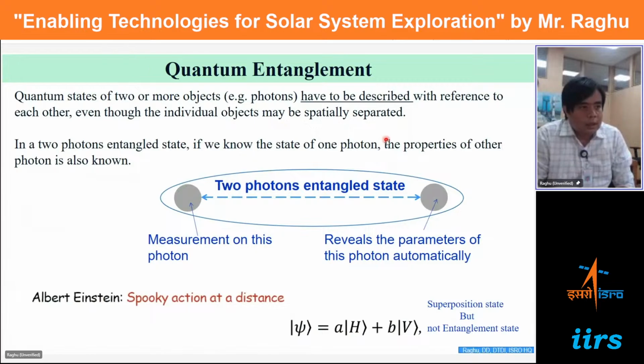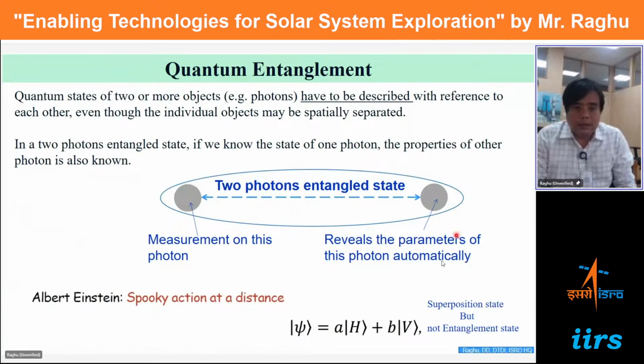So when two photons or two objects are entangled, it means that they cannot be dealt with separately. They have to be dealt with together. So if I know the state of one, automatically the other state is known. Therefore, Einstein called this spooky action at a distance, because irrespective of their distance, the measurement on one object or particle will automatically reveal the parameters of its counterpart.